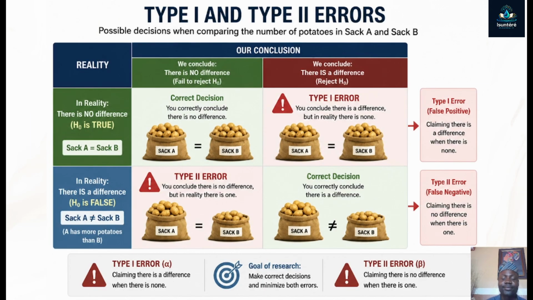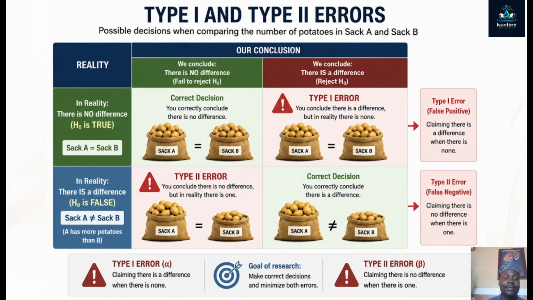I will illustrate better with the image here. Let us assume that we have this potato sack A and sack B, and there is no difference between the two of them. But when we did our counting, we made an error in counting. We said sack A has 43 potatoes, sack B has 45, and we now say there is a difference. Claiming there is a difference when there is none. So that's a false positive.